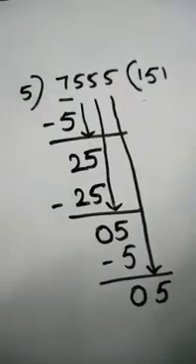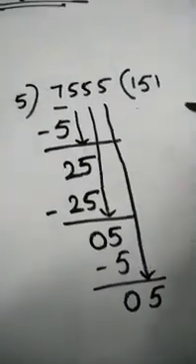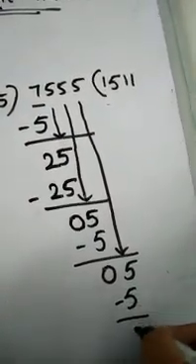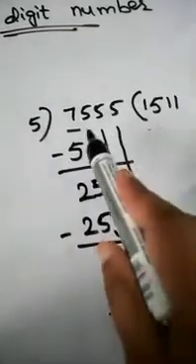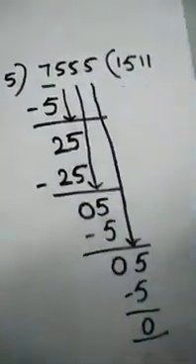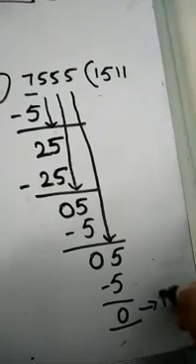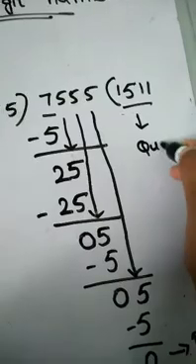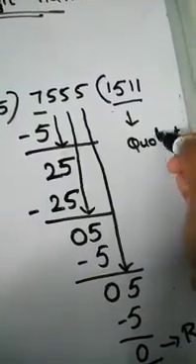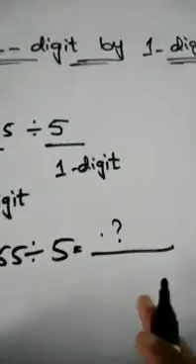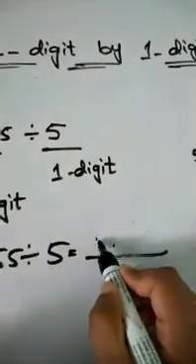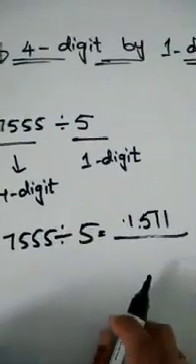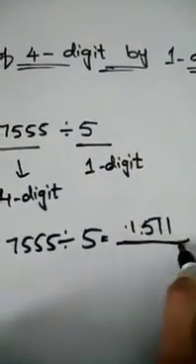Next we bring down the last 5 and check. 5 ones are 5. So 5 minus 5 is 0. So our 4 digit division is completed. Our remainder is 0 and the quotient is 1511. This is the answer. So we erase this question mark and put 1511. So this is the quotient.